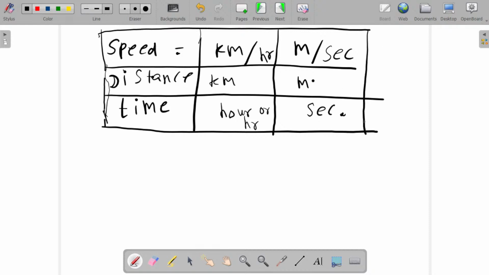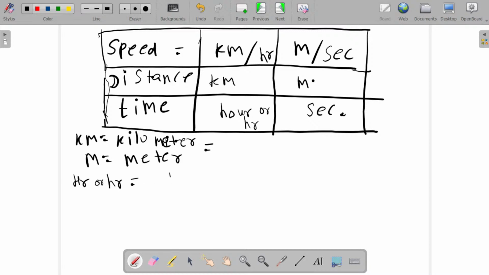So these two sets of units will be used. Let me write the full forms here. km equals kilometer, m equals meter, hr equals hour, and s or sec equals seconds. So these are the full forms written in the table.